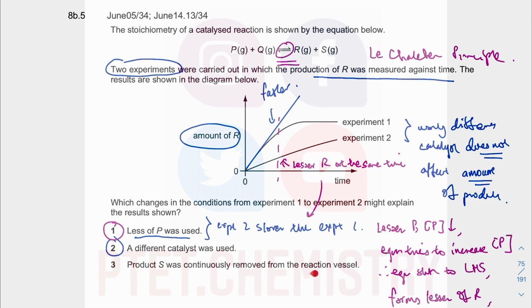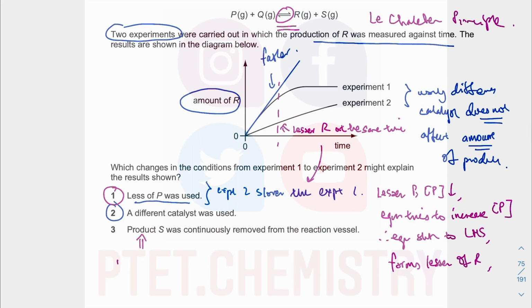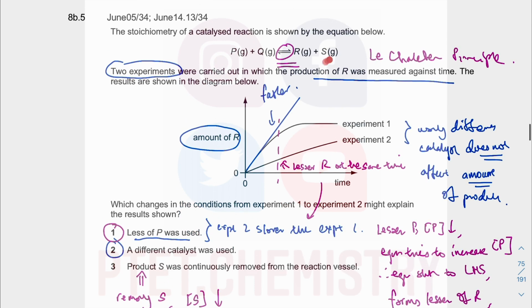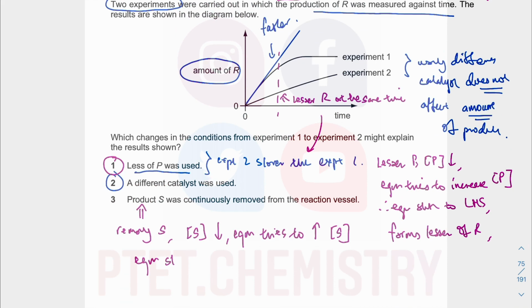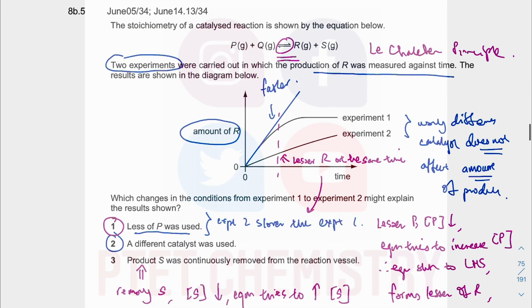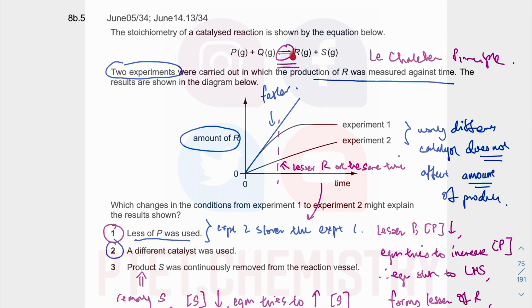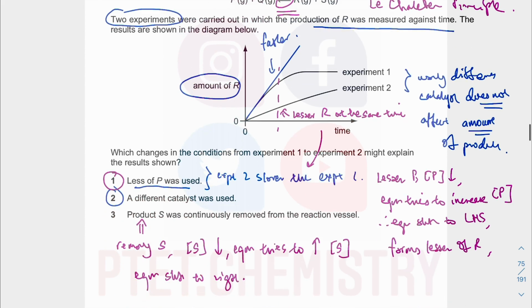Product S was continuously removed from the reaction vessel. So S is a product. If you remove S, removing S would mean the concentration of S would go down. If the concentration of S goes down, it's kind of like the thing we talked about before. What would the equilibrium do? Equilibrium would try to increase the concentration of S, and therefore the equilibrium will shift to the right. When you shift the equilibrium to the right, you will get more of R per unit time. You will expect the rate of reaction to be faster.